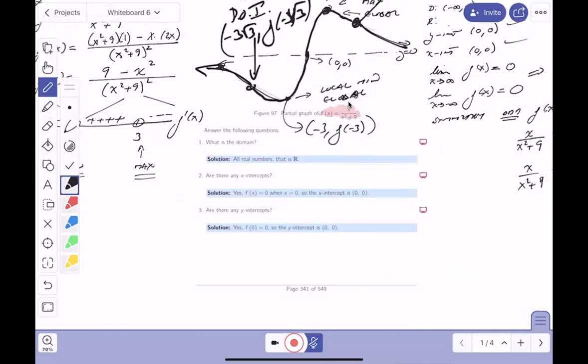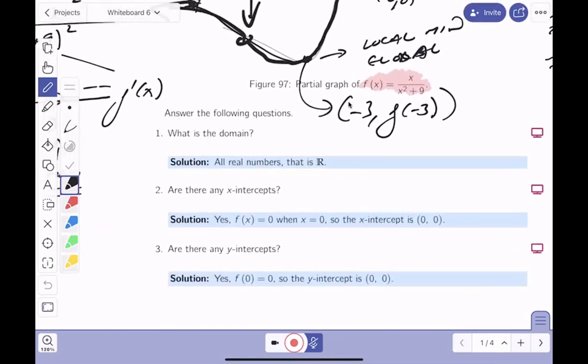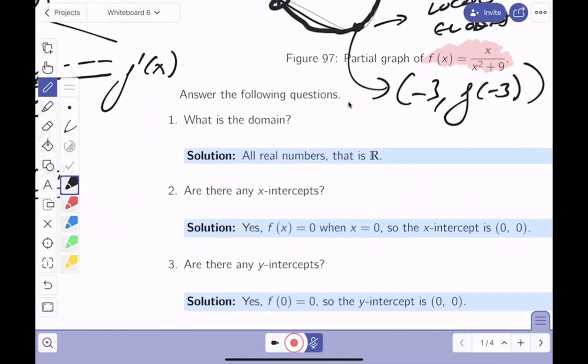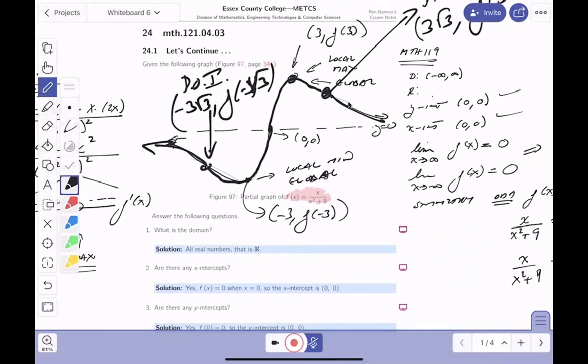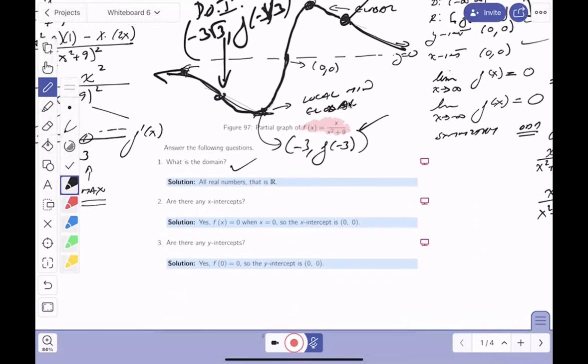Now I'm going to see if I can answer the questions. What's the first question? What's the domain? That's one of the first questions we answered. Oh, you know what? I didn't write the range down. I'm going to do that now. That's going to be f of minus 3, comma. How do I know that? That's the lowest point. What's the highest point? f of 3. I'm sorry, I should have answered that.